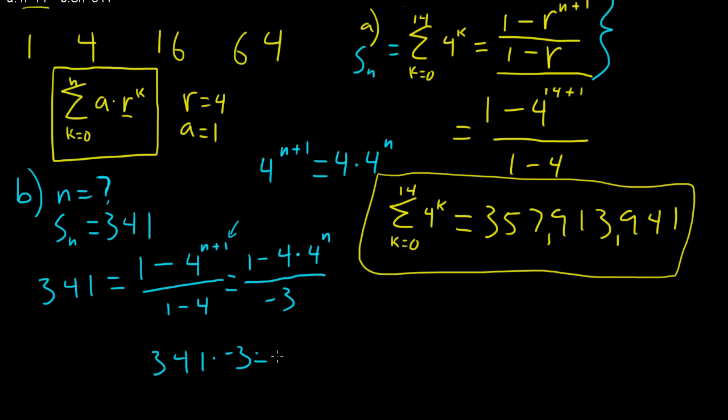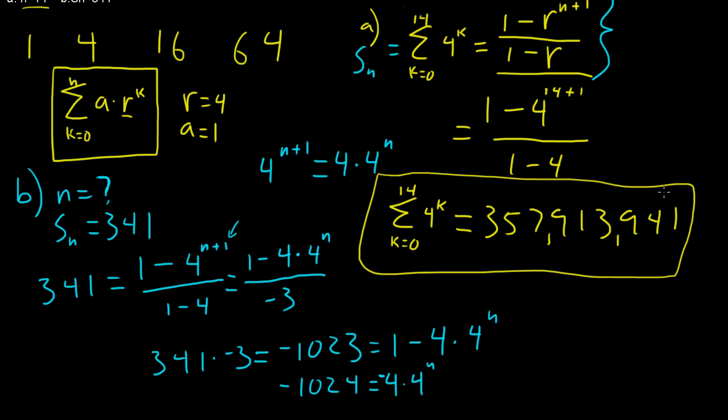So this is going to be equal to negative 1023. And this is going to be equal to 1 minus 4 times 4 to the n. Alright, so let's go ahead and subtract this negative 1 here. So we're going to subtract negative 1 from both sides. So this is going to become negative 1024 is equal to negative 4 times 4 to the n. Don't drop that negative.